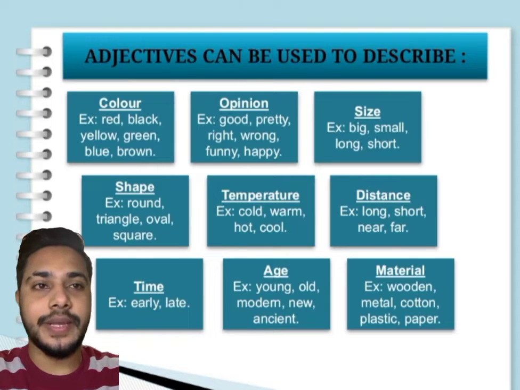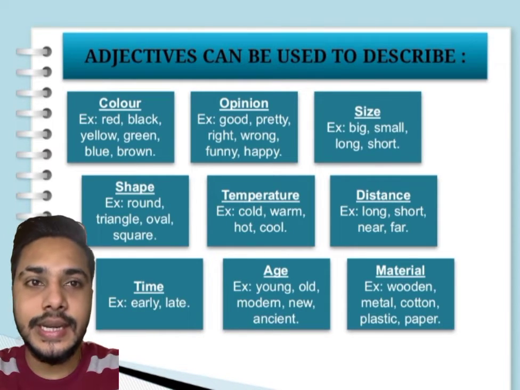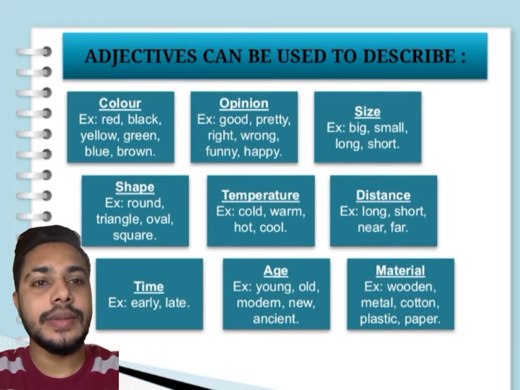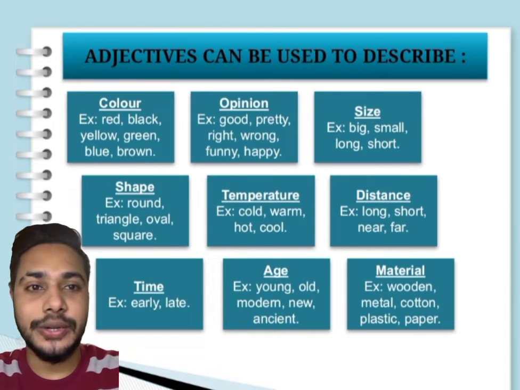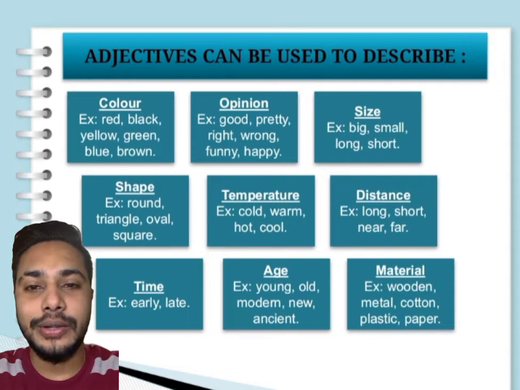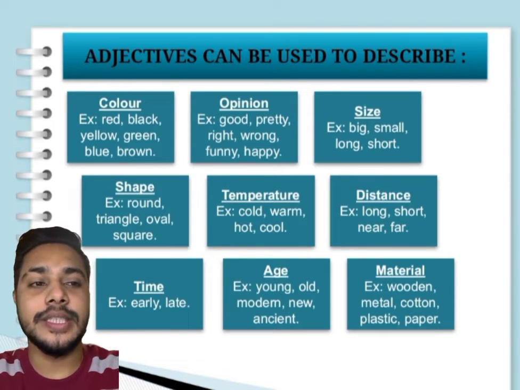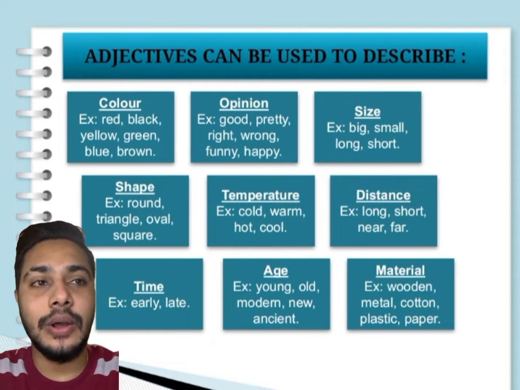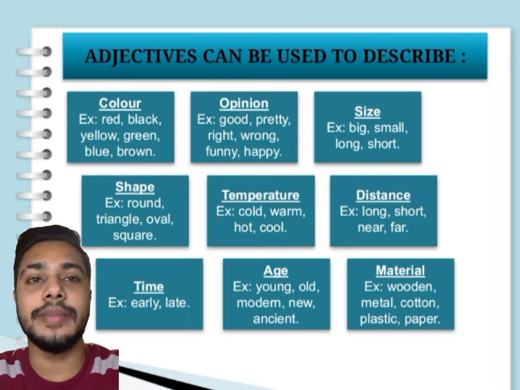Adjectives can be used to describe color, opinion, size (big, small, long, short), shape, temperature (cold, warm, hot), distance, time, age, and also materials such as wooden, metal, cotton, plastic, paper, all this. So these can all be described with adjectives.